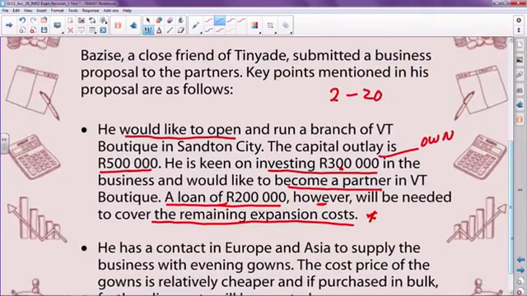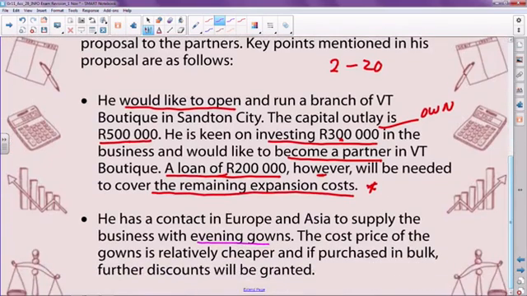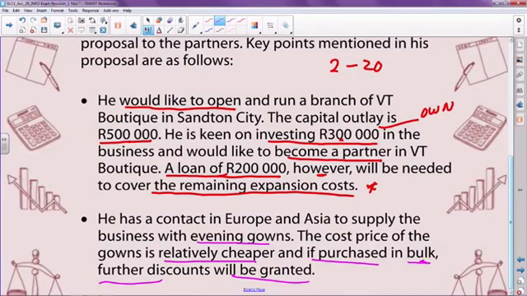Right, if we continue reading the business proposal, he has a contact in Europe and Asia to supply the business with evening gowns. The cost price of the gowns is relatively cheaper, and if purchased in bulk, further discounts will be granted. Still dealing with the business proposal from Bazzy, he's got a contact in Europe and Asia where he can buy the evening wear at a lower price, and he can also buy this in bulk. Right, so let's look at the question. Is this going to benefit the business?